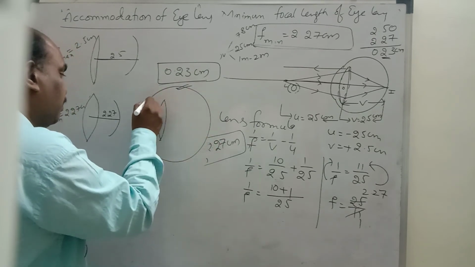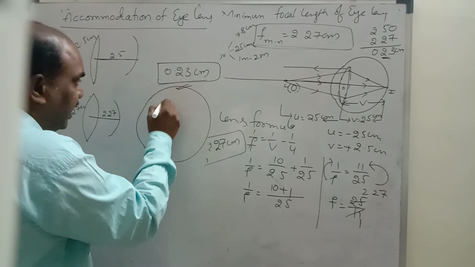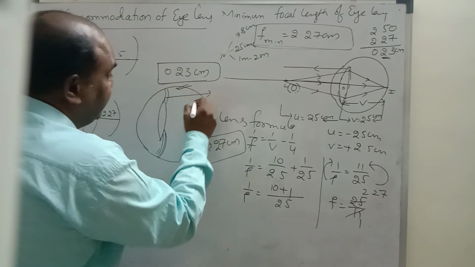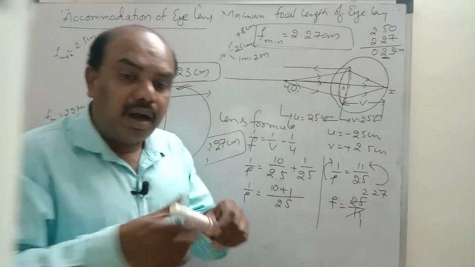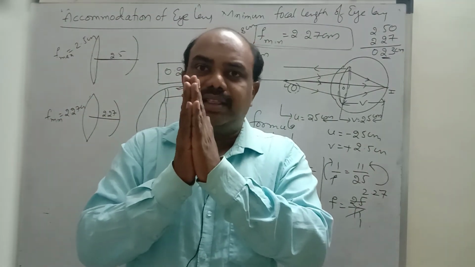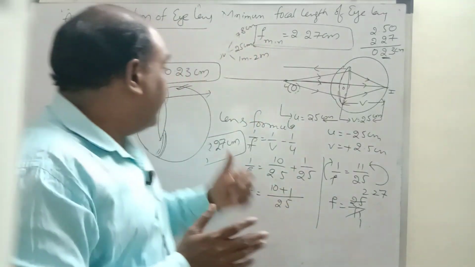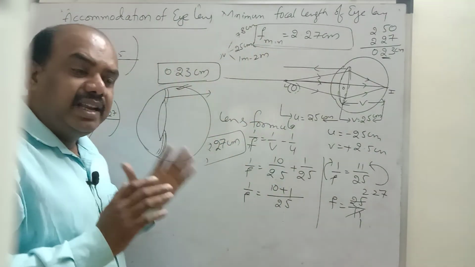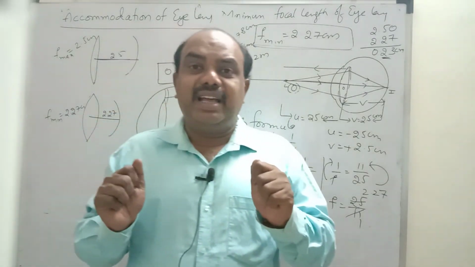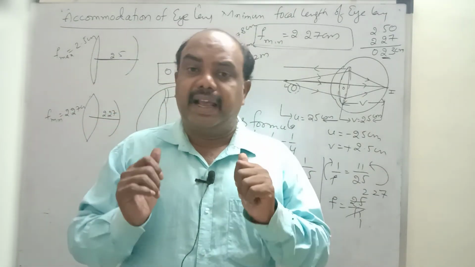This is the eyeball. This is the eye lens. This eye lens is attached to ciliary muscles. These ciliary muscles help in accommodation of eye lens; they help in adjustment of focal length of eye lens. Hence, we have to appreciate the role of ciliary muscles. This is also a very important question. How do you appreciate the role of ciliary muscles of our eye?